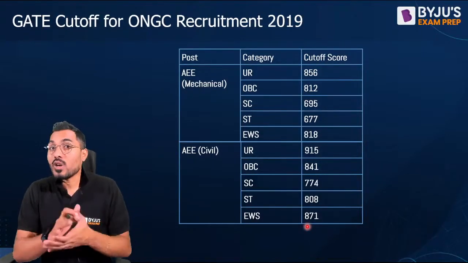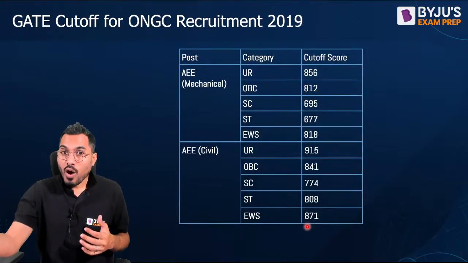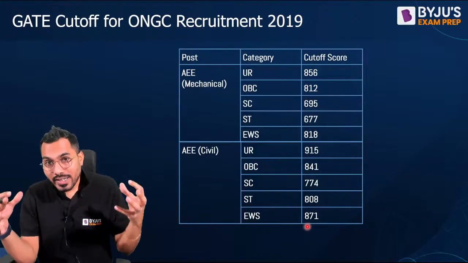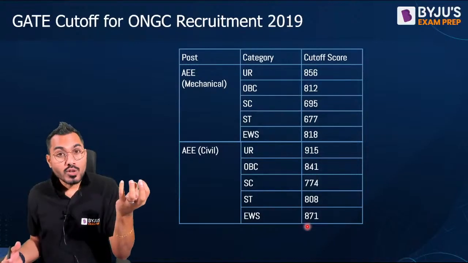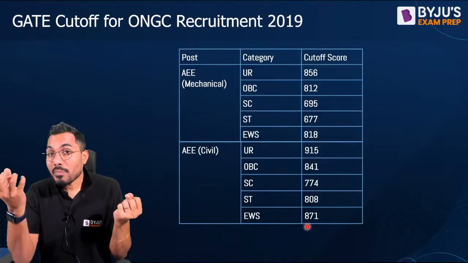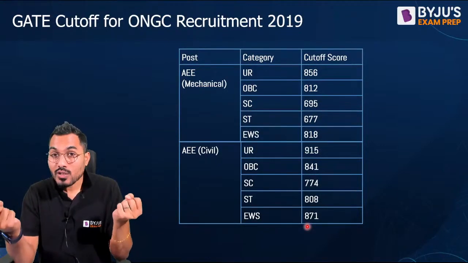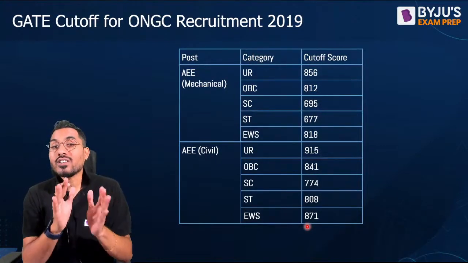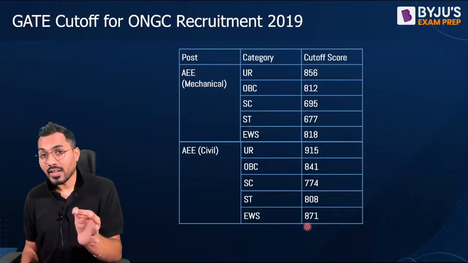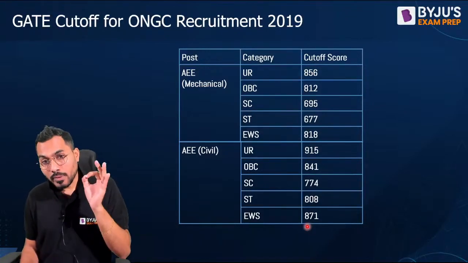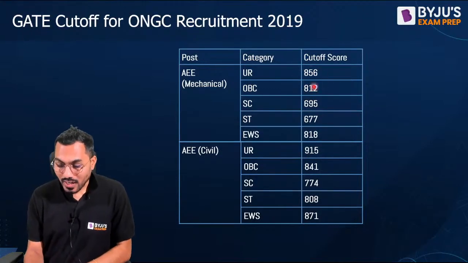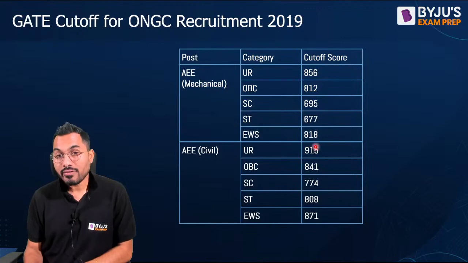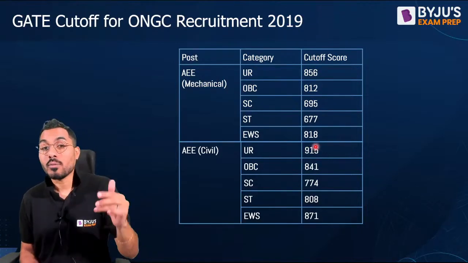Because we know how selection in a PSU is done. First of all, they call the students for interview, and after the personal interview, based on your performance in the GATE examination plus your performance in the viva or interview, the summation of that will declare the final result. So a certain weightage is given. Now, if you want to get a call for interview in the PSUs, you have to ensure that the cutoff score is 856 for mechanical, and for civil it should be 915, depending upon the vacancies available each year.